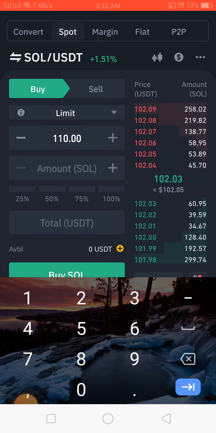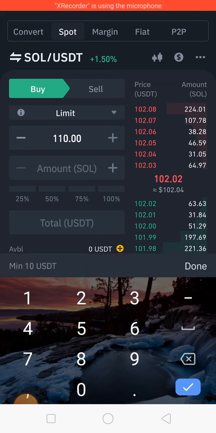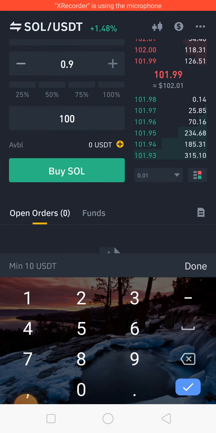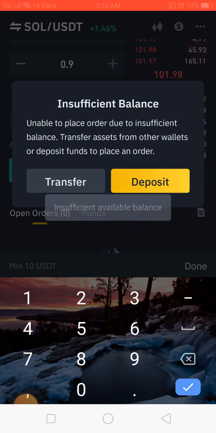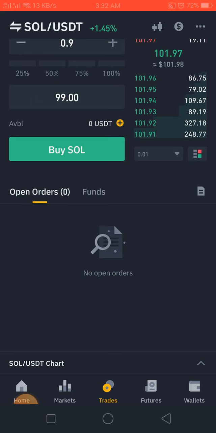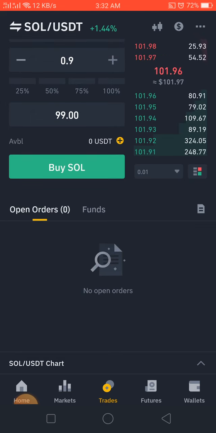Then the amount of Solana or USDT, how much SOL you want to buy, or how many dollars of USDT you want to invest, we have to write. Suppose we have $100, we will write here $100. Then we will click on buy. When we click on buy, an order will open in open orders, and then that will be purchased.